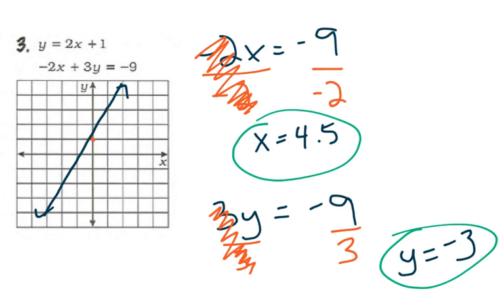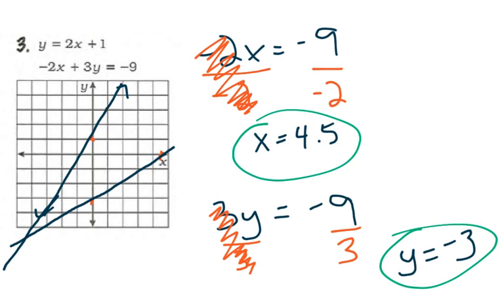X equals 4.5. So I'm going to go over 4 and then halfway in between 4 and 5. So 1, 2, 3, 4, and then halfway, probably right there. And then the y is negative 3. So 1, 2, 3. So there's my second point. And now I'm going to try to connect those. I'm really having a hard time deciding where they're going to cross over. My lines are not straight.